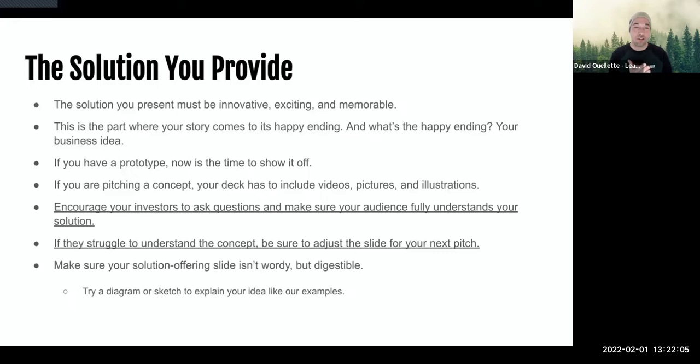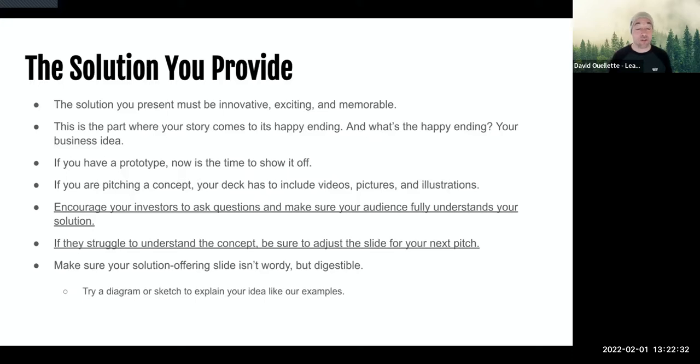Again, make sure your solution offering slide isn't too wordy, but digestible. You don't want to lose everybody. What I have here is too wordy. This is not a template to reuse. We're just using this deck to tell you what to put in there. Don't use this as an exact replica of what you're creating. So too wordy is bad on this. It's better to have visuals, okay?